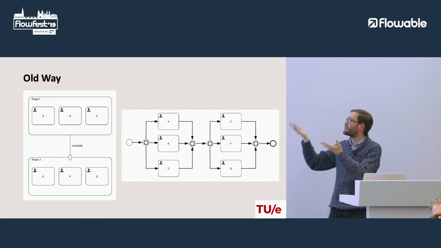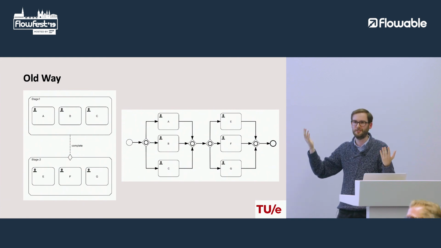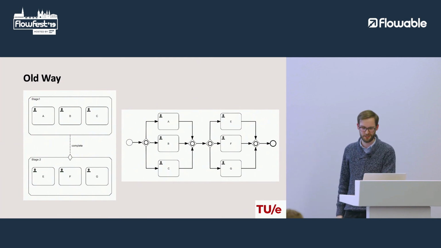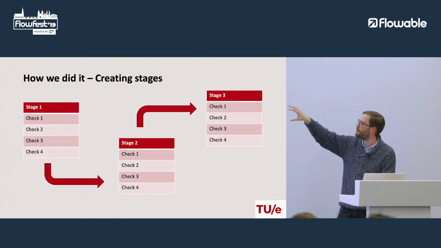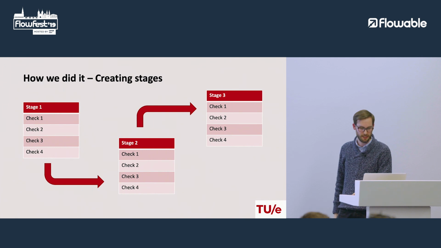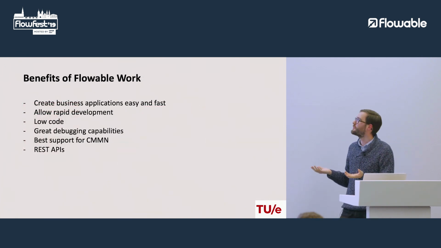But I mean, they can represent a checklist engine. Of course, you have to create your own interface to support that. But with Flowable forms, it's pretty easy. So we basically have those stages with those objects that have these checks, and they proceed on that. And the benefit of Flowable Work is that you can create business applications really fast, with really rapid development using low code.